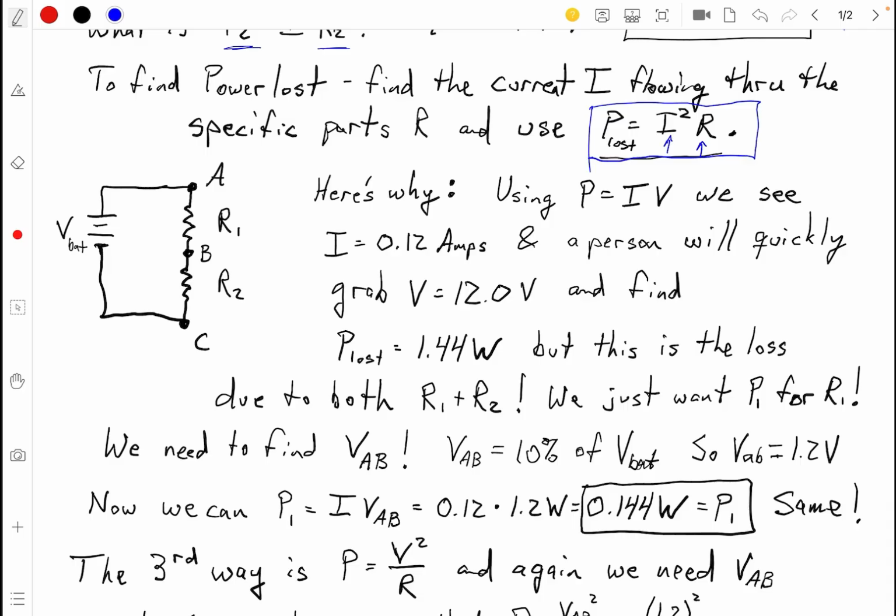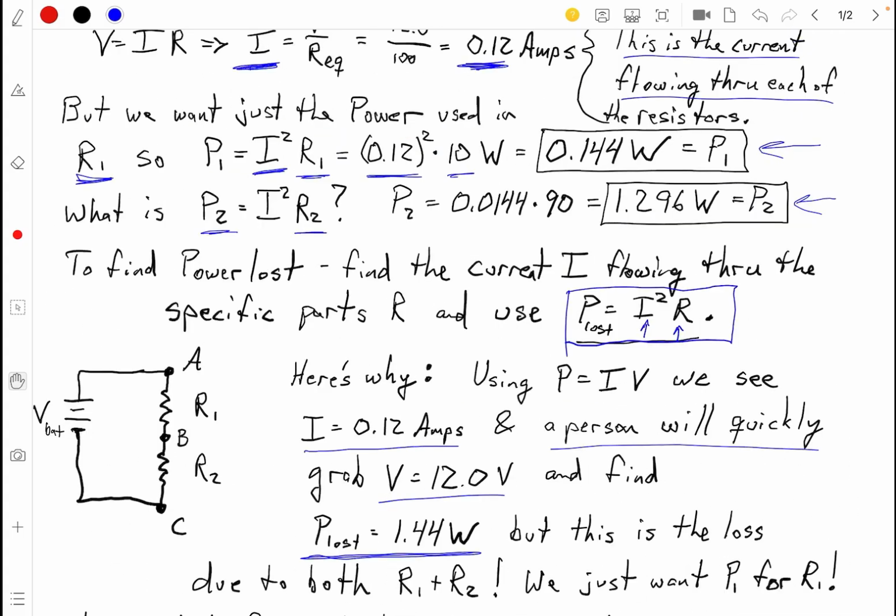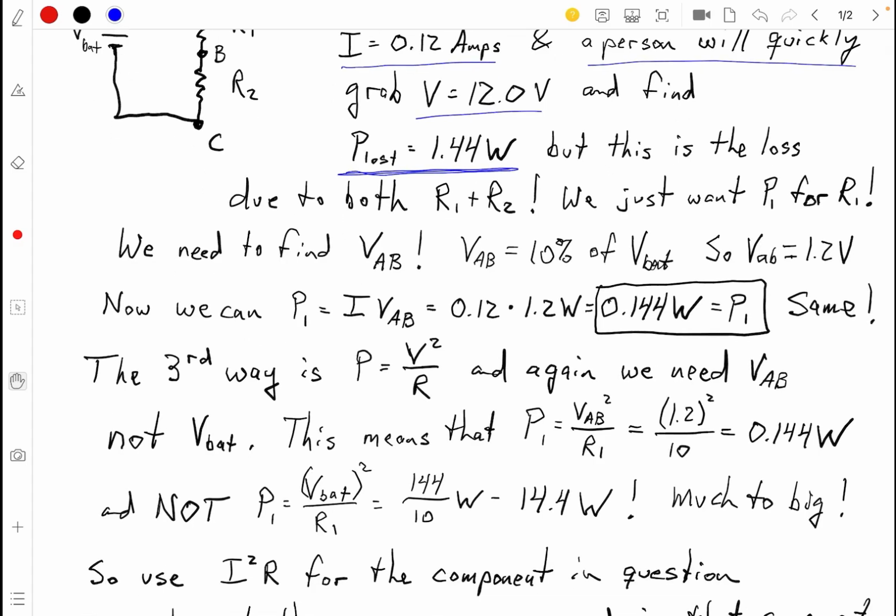So here's why. Let's say our current we know is going through is 1.2 amps. And then you quickly, because you don't want to go through and figure out what the voltage is from A to B, and you go, oh, well, that's my battery's voltage, and then you'll find that you're losing 1.44 watts. But what did we say above? It's 0.144. So you're off by a factor of 10, and it's all because you didn't use the right voltage.